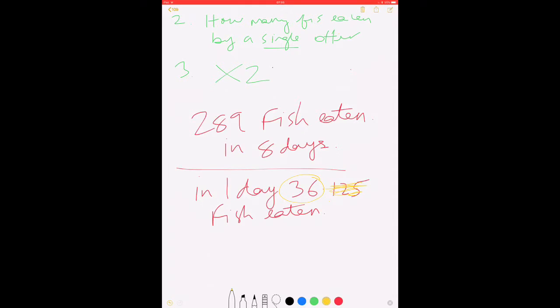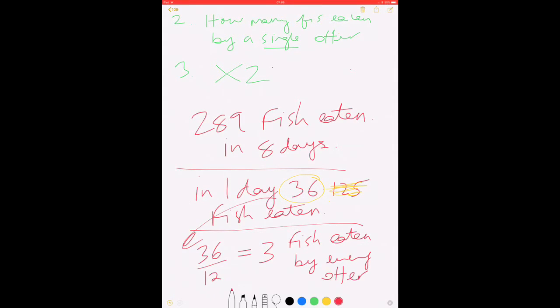And that, remember, that's by 12 otters. How many fish were eaten by 12 otters? Then I take 36 and I divide it by 12. That's 3. 3 fish eaten by every otter. 3 whole fish were eaten by every otter. Okay? Over 8 days. Over one day. In one day, each otter eats 3 fish.